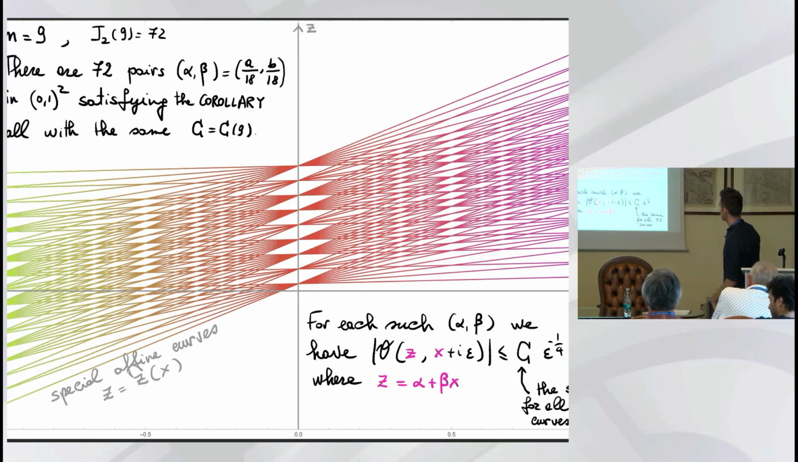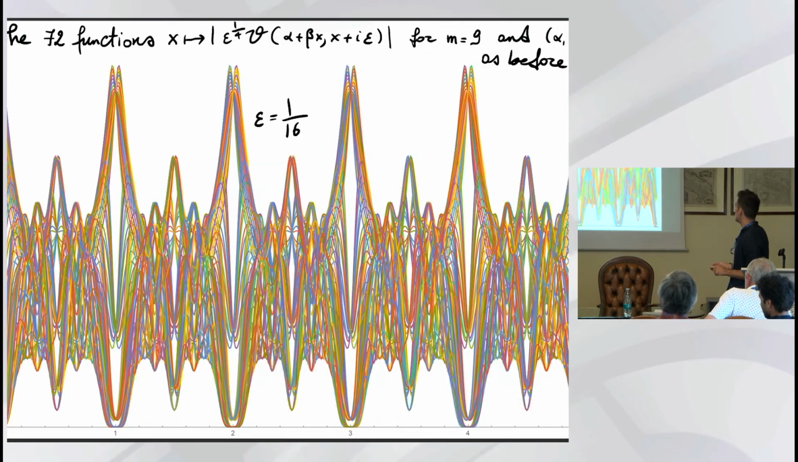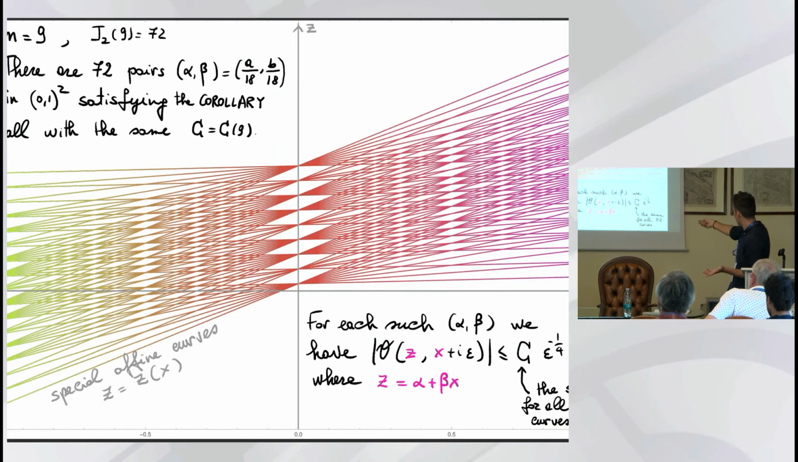So this is just a picture of how these pairs, in this particular example, how these functions look. These are all a over 18, b over 18, where a and b are odd, and the GCD of a, b, and 9 is 1. And then I plot all of these functions. Okay, so now I have 72 ways of doing this.